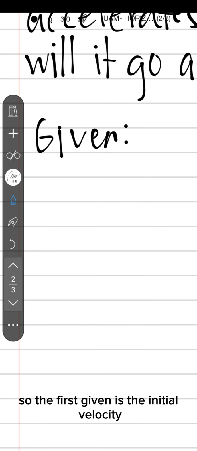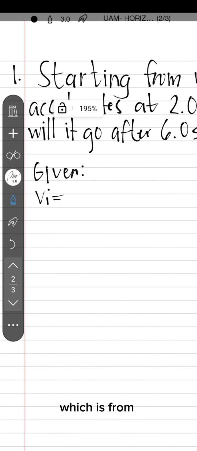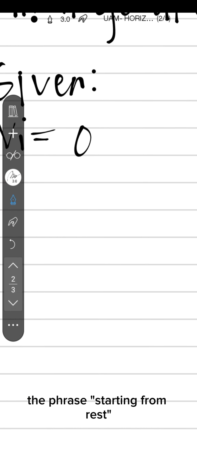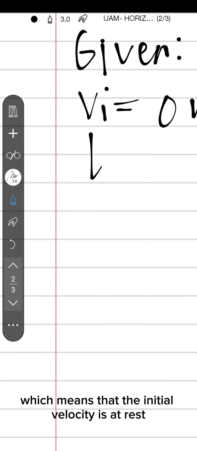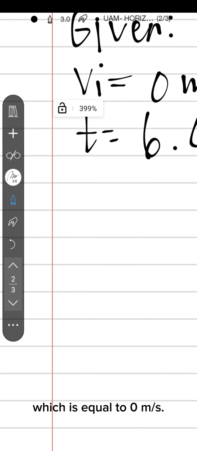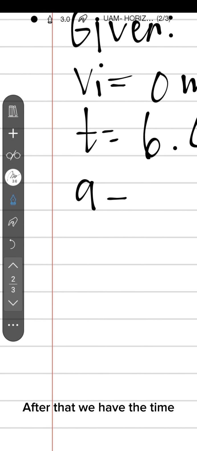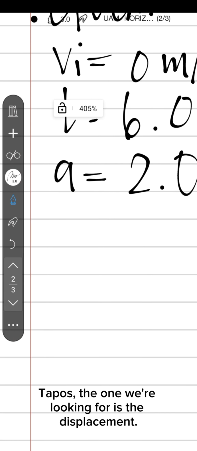so the first given is the initial velocity, which is from the phrase starting from rest, which means that the initial velocity is at rest, which is equal to 0 m/s. After that, we have the time, which is 6 seconds, and the acceleration, which is 2 meters per second squared. Tapos, the one we are looking for is the displacement.